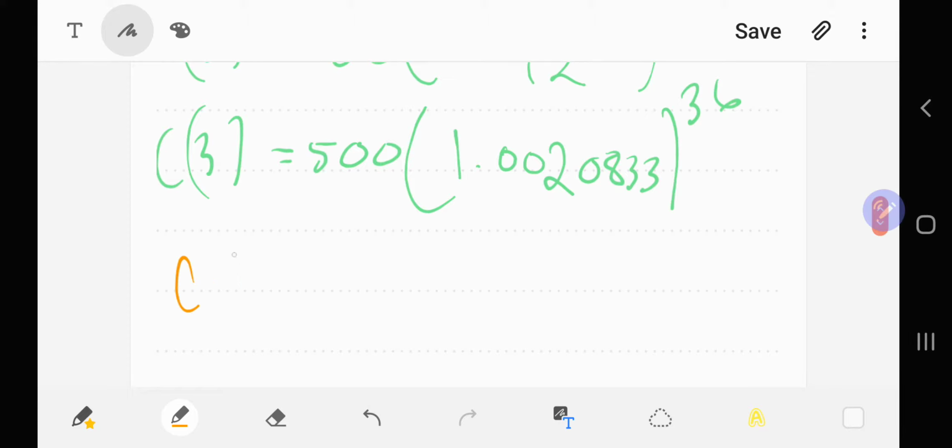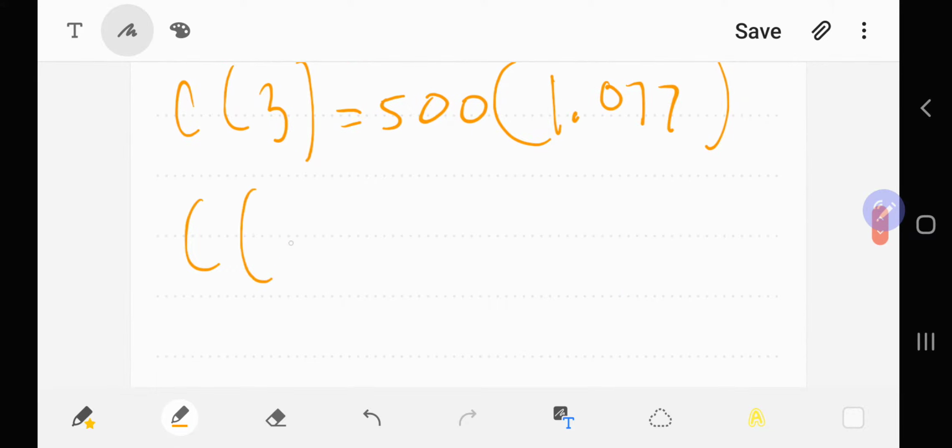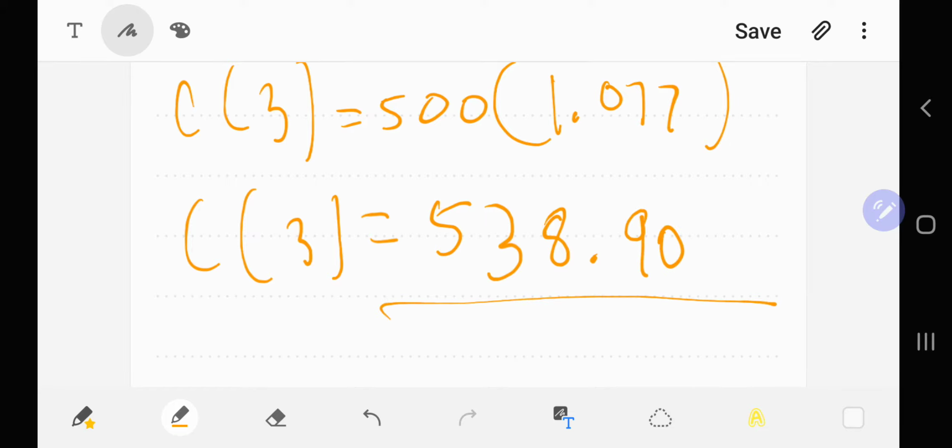And now, exponents come first, so raise that to the 36. You're going to get approximately 1.077, around there. Multiply it out, so C of 3 equals that times 500. After you multiply it out, you get approximately 538.09. Round to the nearest tenth or hundredth, most of the time. That is your answer. That's the answer to this question.